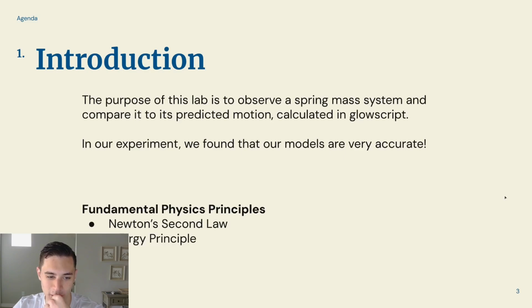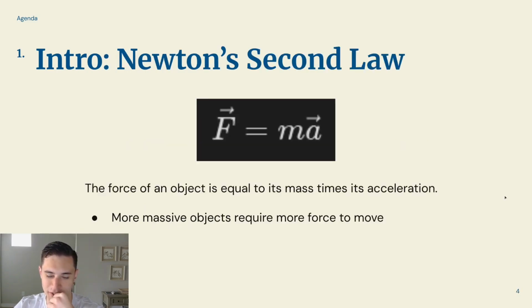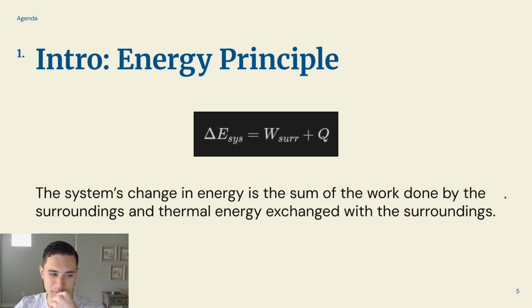The fundamental physics principles that we're applying are Newton's second law and the energy principle. Newton's second law: the force on an object is equal to its mass times its acceleration. Basically, it just means more massive objects require more force to move. The energy principle: the system's change in energy is the sum of the work done by the surroundings and the thermal energy exchange with the surroundings, which is delta E sys equals W surroundings plus Q.